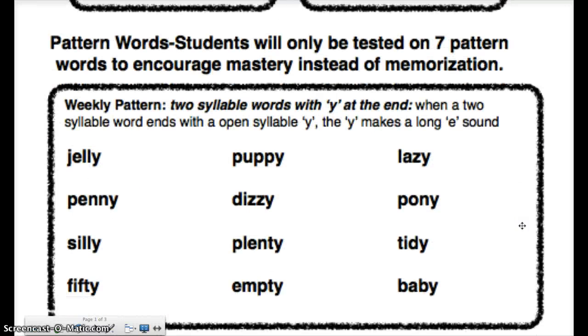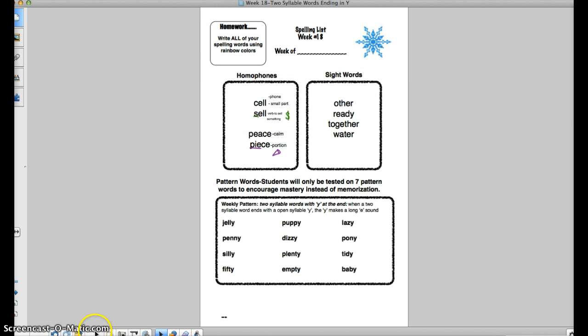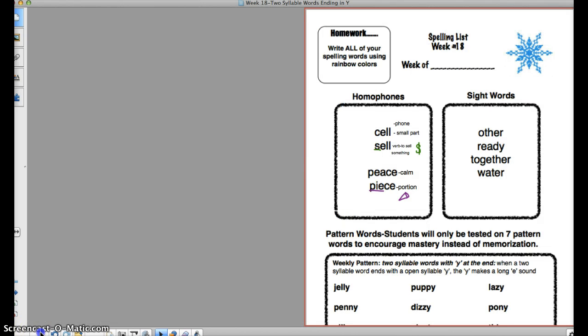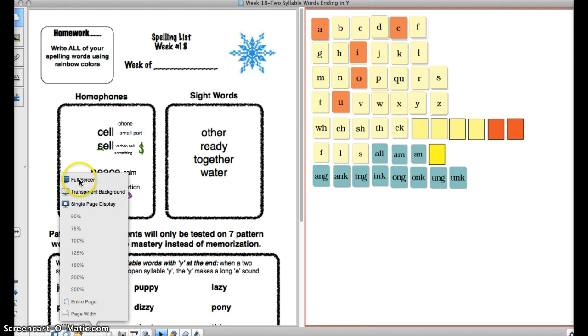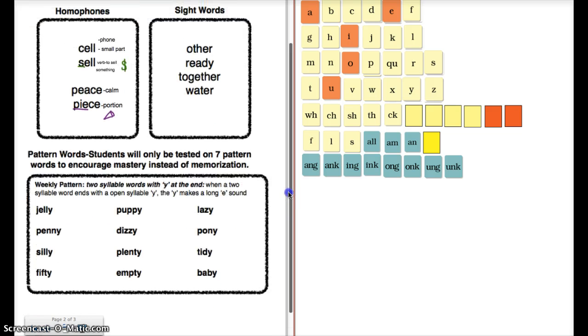Okay, let's take a look down at our pattern for this week. Okay, our pattern is 2-syllable words with Y at the end. When a 2-syllable word ends with an open syllable Y, the Y makes the long E sound. Okay, we talked last week, boys and girls, about open syllables, and we talked about how the open syllable ends with a vowel, and the vowel makes a long vowel sound.